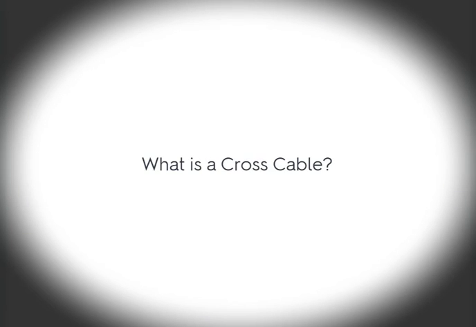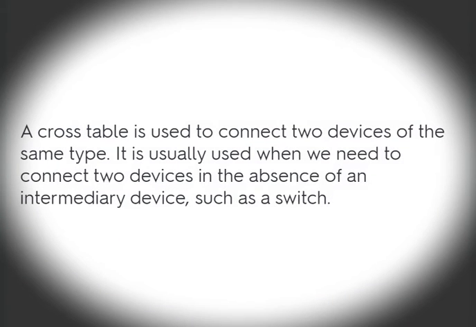What is a cross cable? A cross cable is used to connect two devices of the same type. It is usually used when we need to connect two devices in the absence of an intermediary device, such as a switch. What is IMAP?